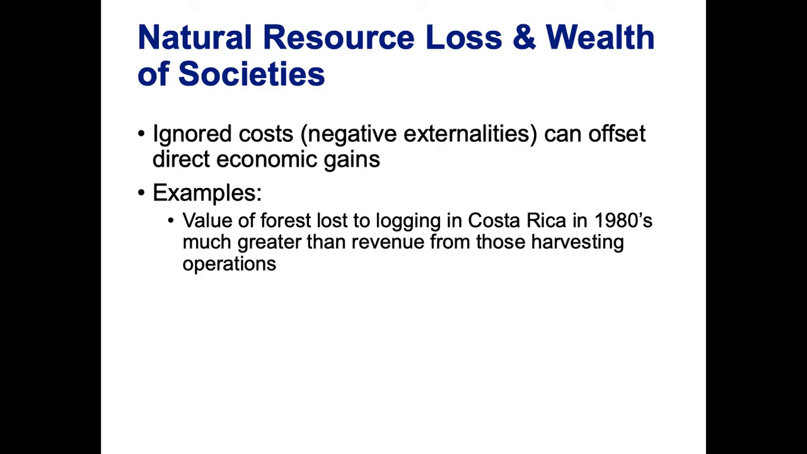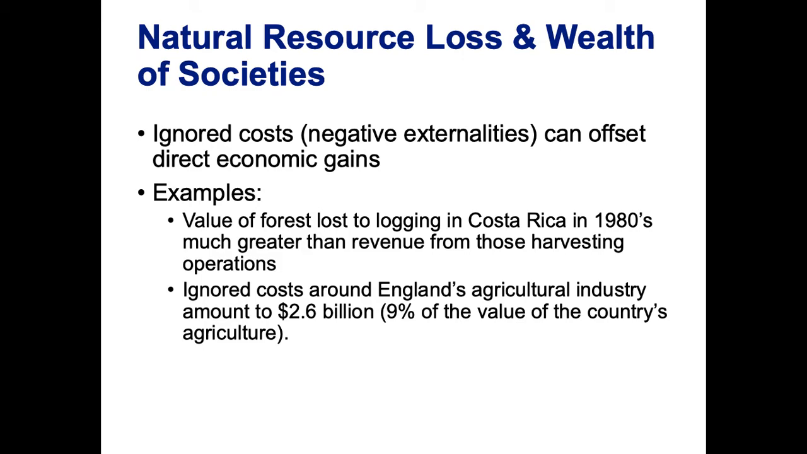And so they've really tried to take advantage of that recently to make sure that they don't lose this value again. And so we can see here that sometimes we make decisions that are good in the short term, but maybe not good in the long term. And sometimes those result in the depletion of our natural resources. Another example here is ignored costs around England's agricultural industry amount to about $2.6 billion, which is about 9% of the value of the country's agriculture. And so if they manage their agriculture better, they would have more value as a whole to society.